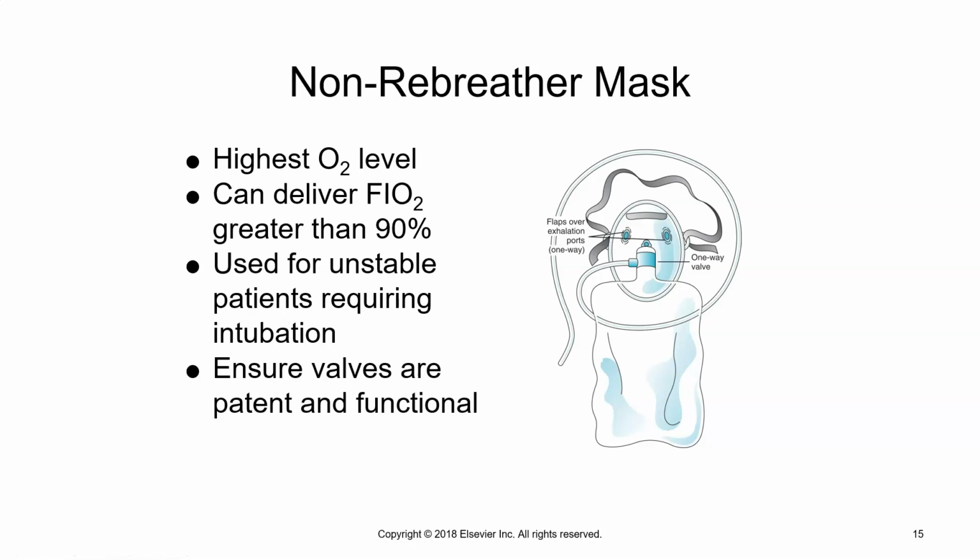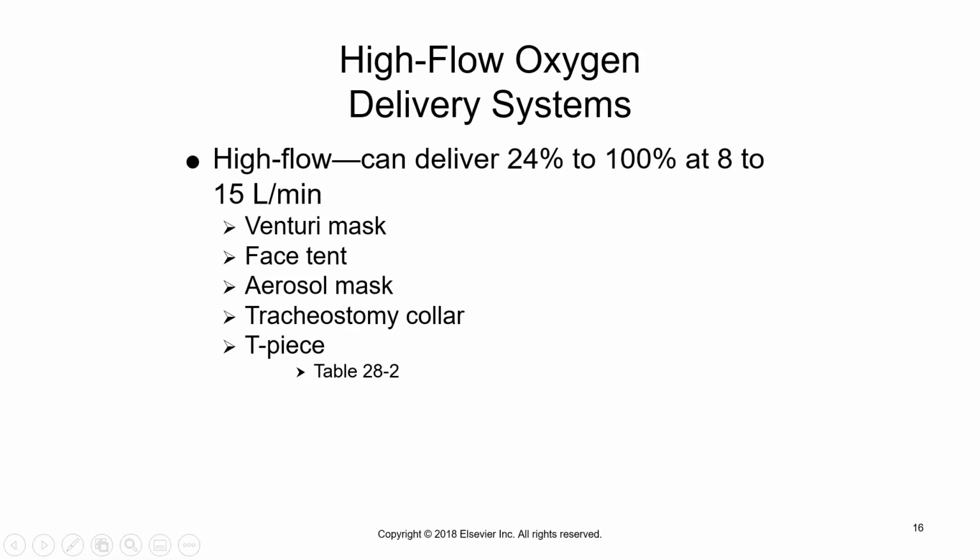The non-rebreather is the highest oxygen level that can be delivered without high flow oxygen. This can deliver an FiO2 greater than 90%. It's used for unstable patients who are going to probably require intubation or at least use of BiPAP. High flow oxygen systems can deliver 24% to 100%. This includes your Venturi mask, face tents, aerosol masks, tracheostomy collars, and T-pieces.